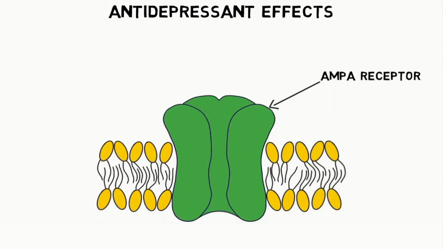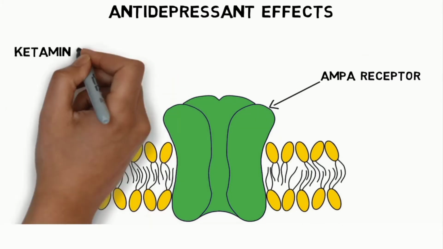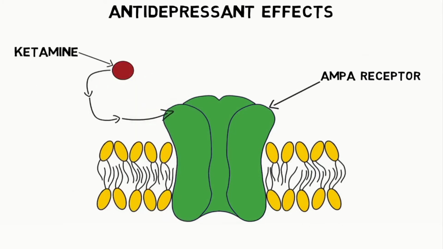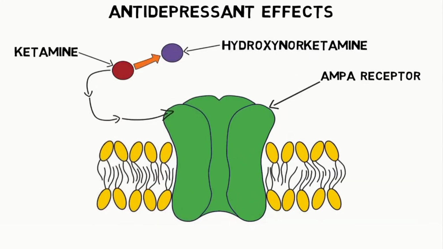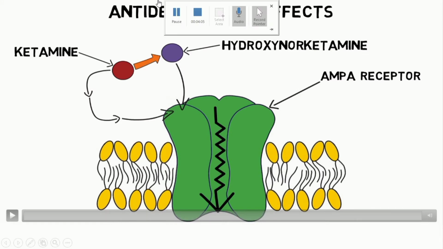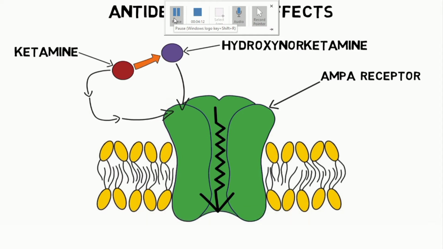First, the AMPA receptor may be stimulated directly by ketamine or by ketamine metabolites such as hydroxynorketamine. Stimulation of the AMPA receptor may lead to the activation of multiple signaling pathways and downstream effects such as new synapse formation in areas of the brain like the prefrontal cortex and hippocampus. These synaptic connections may bolster neural circuits involved in regulating stress and mood.